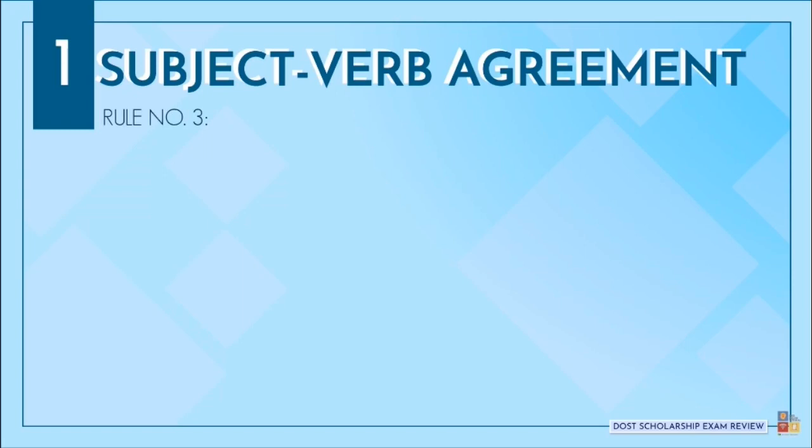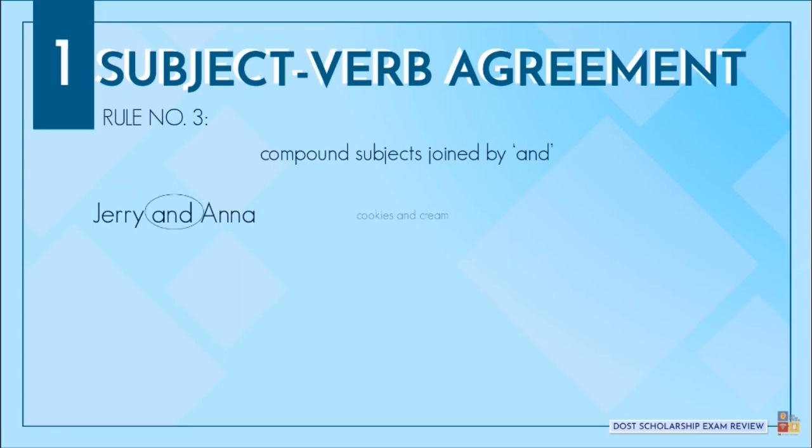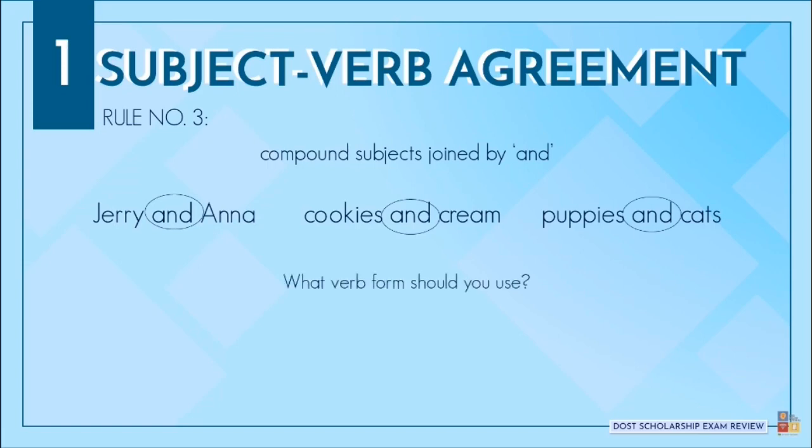Now, this next rule appears in most college entrance tests, and you will most definitely find it in the DOST SEI scholarship exam. Let's talk about the verb used for compound subjects joined by and, like Jerry and Anna, cookies and cream, puppies and cats. These are all compound subjects joined by and. The question is, what verb form should you use? Well, the answer, it depends.